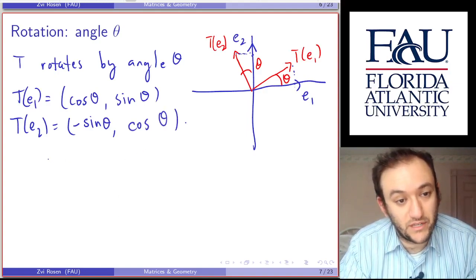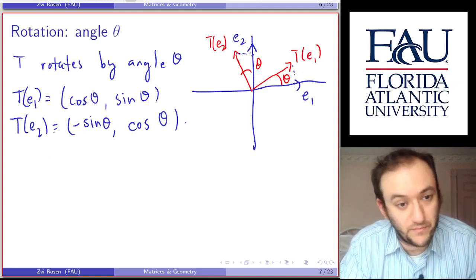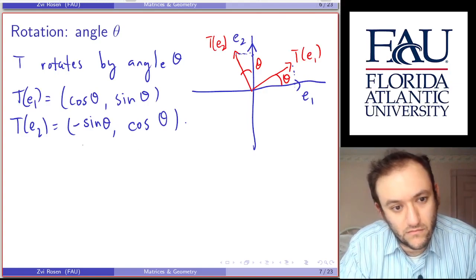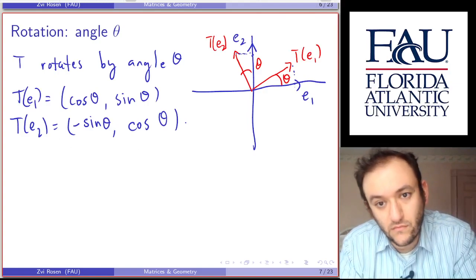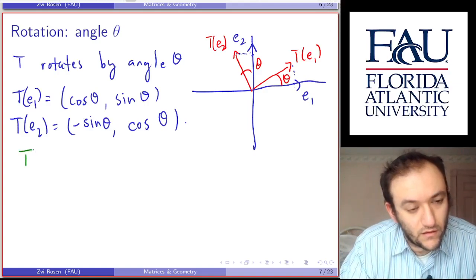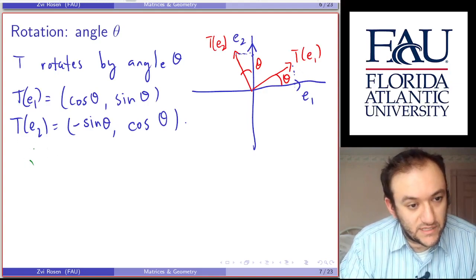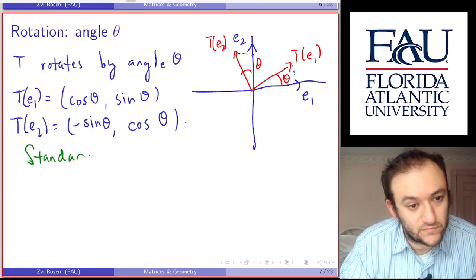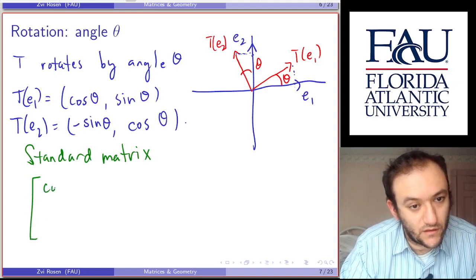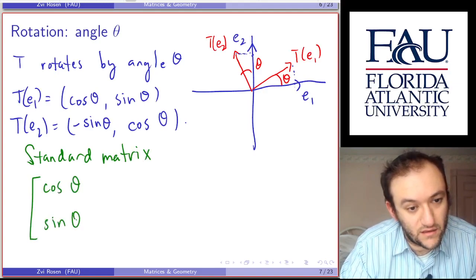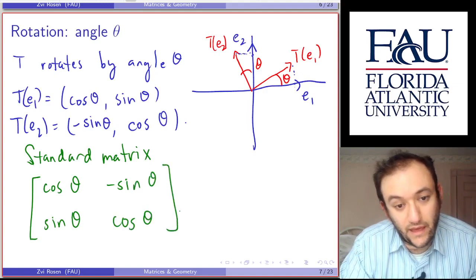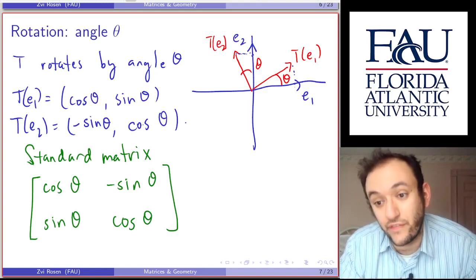So our matrix will be, again, you put T of e1 in the first column and T of e2 in the second column. This will be the standard matrix for T. We get [cosine theta, minus sine theta; sine theta, cosine theta]. And that's a rotation matrix through any angle theta.